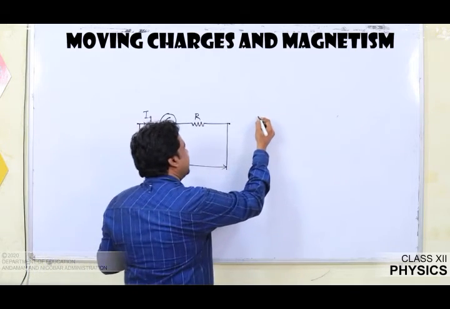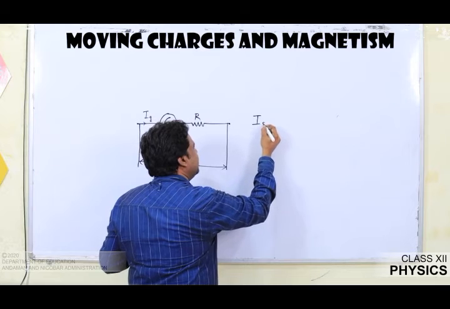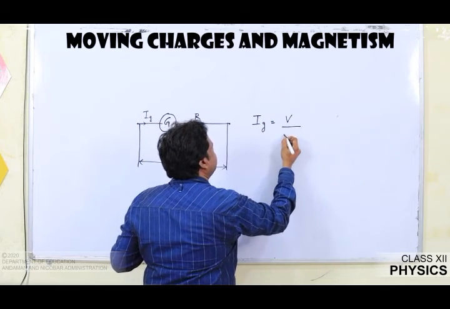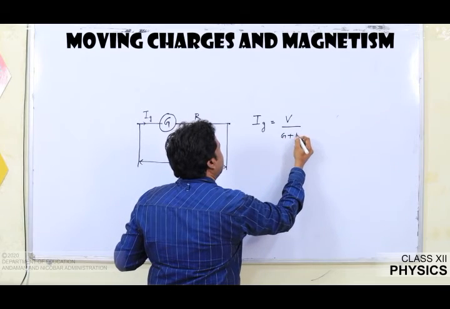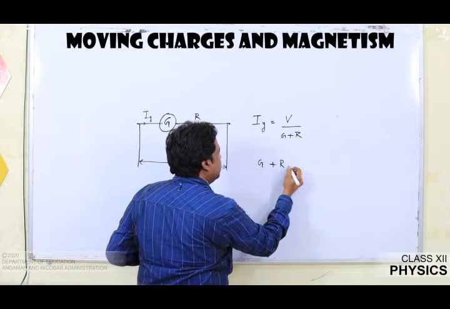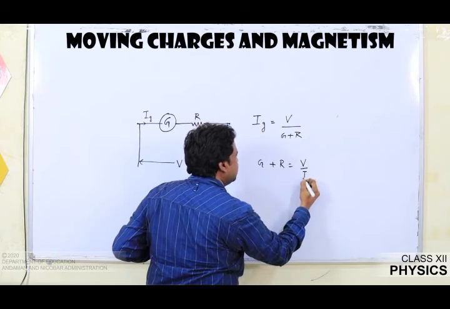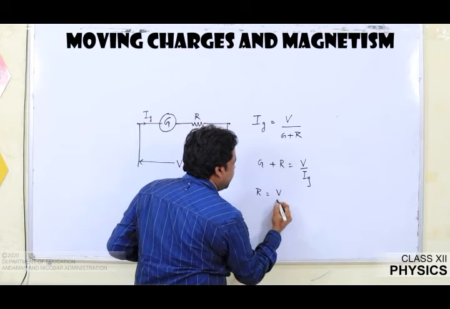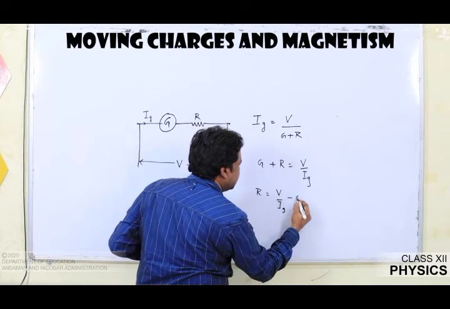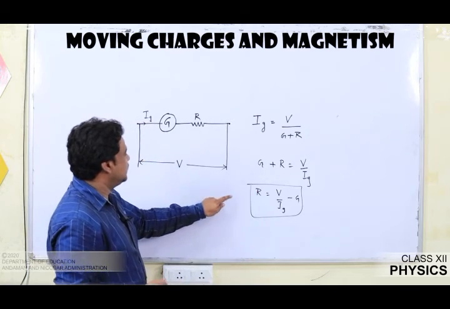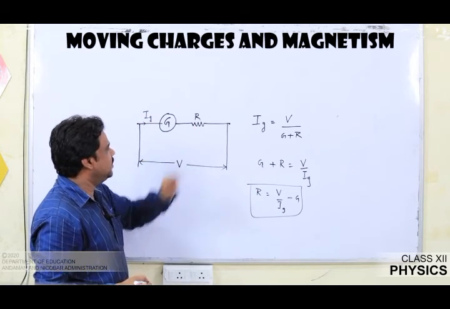So how can we have a mathematical expression? The current flowing, Ig, is equal to V by the total resistance, which becomes V by G plus R. Rearranging, G plus R will be V by Ig. So the value for R will be V by Ig minus G. So this becomes the formula for the resistance that is required to convert a galvanometer into a voltmeter.